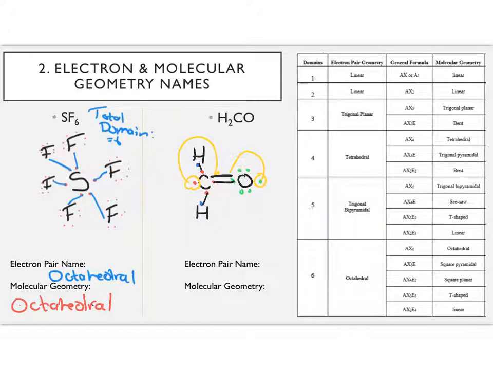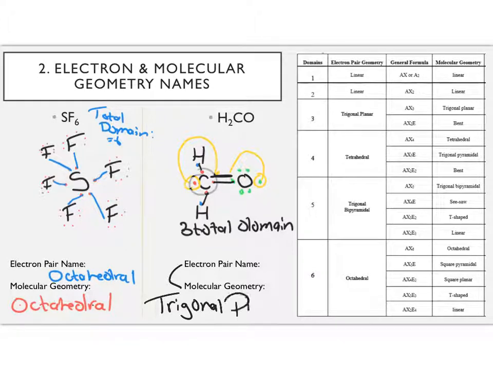Our central atom in this case is going to be our carbon. When we try to figure out the total domain, we can see that carbon doesn't have any lone pairs, but it has 3 total domains coming up at it. Therefore, our electron pair name is going to be trigonal planar, and because it has no lone pairs, our molecular name is also going to be trigonal planar. The only difference is what if you have lone pairs?